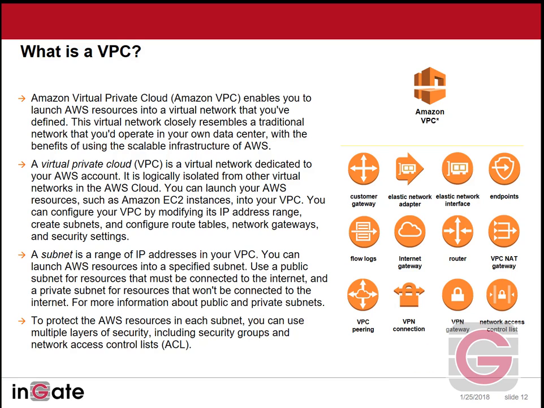So, what is a VPC? Amazon Virtual Private Cloud enables you to launch AWS resources into a virtual network that you already defined. The virtual network closely resembles a traditional network. It's like building your own lab, building your own network. So once you define a VPC, you have total autonomy to create your own subnetting, the routing tables, network gateways, security settings, etc.